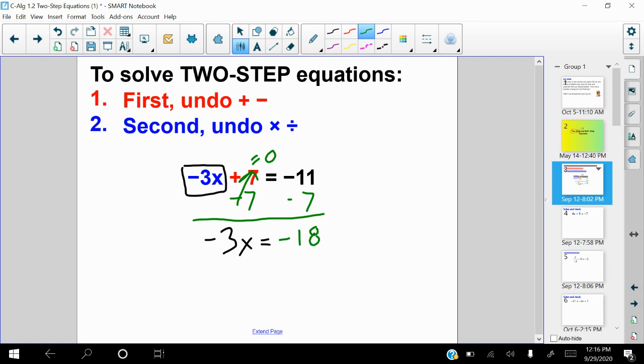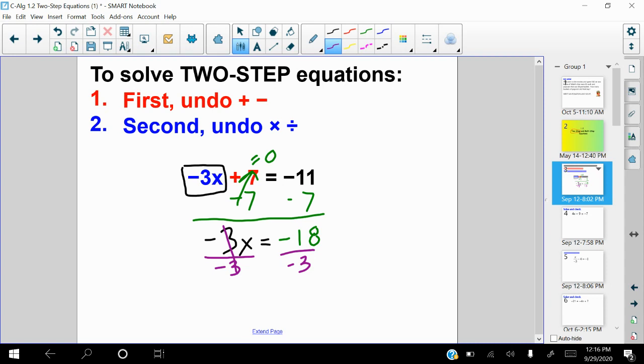We undid our addition and subtraction. Now we're going to undo our multiplication or division. Well, I have negative 3x. It really says I have negative 3 times x. So to undo multiplication, just like we did with our one-step equations, we have to use division. So we're going to divide both sides by negative 3.